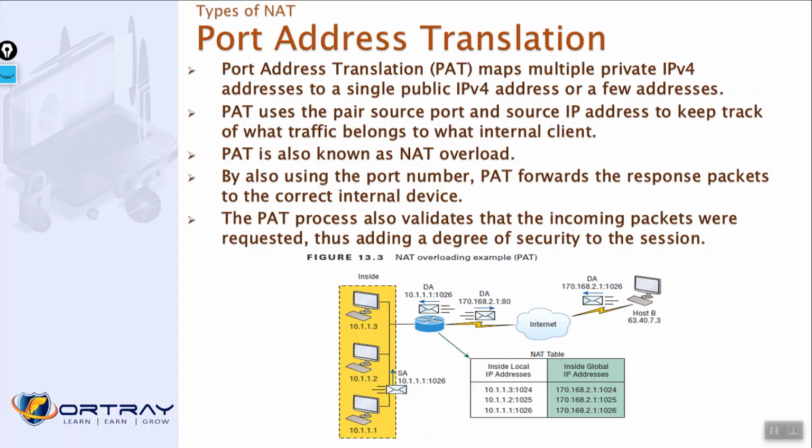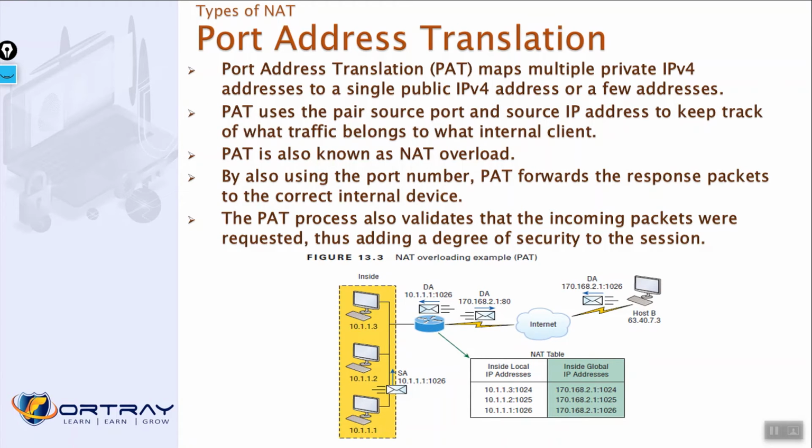Okay, what is PAT? So there are three types of NAT: static, dynamic, and port address translation. PAT maps multiple private IP addresses into one single IP address. This is the typical example of your wireless router. Inside your house, many machines, computers, laptops, tablets, and printers are connected, and if they want to connect to the internet, there is just one public IP address available. So how is this possible?